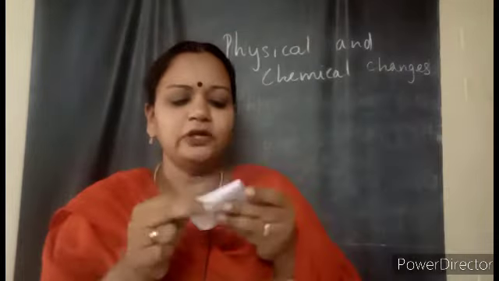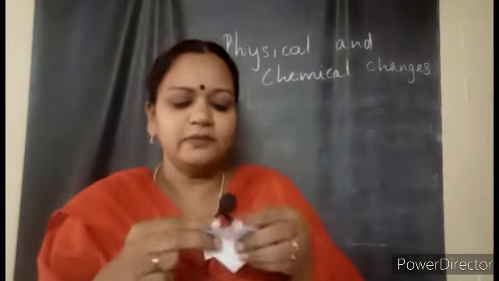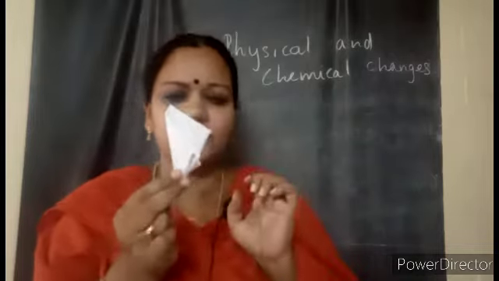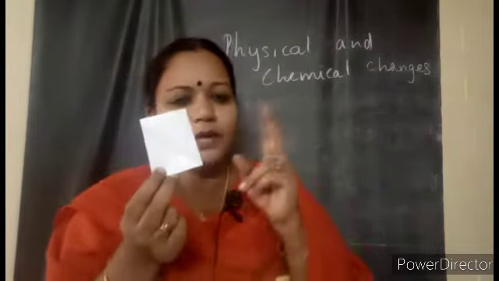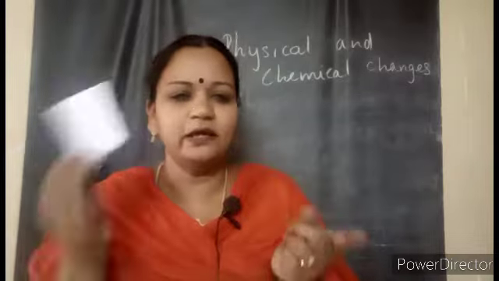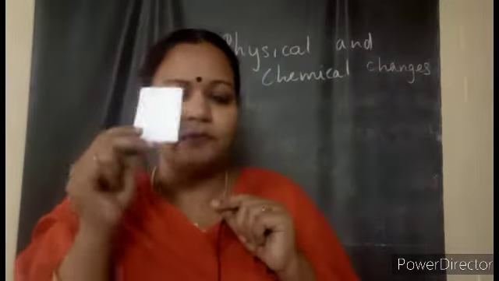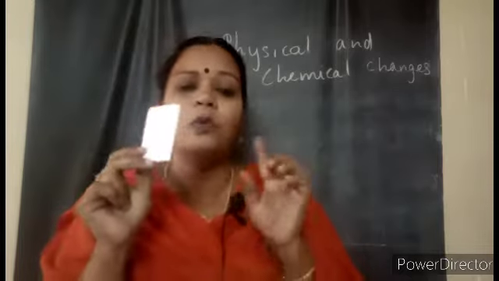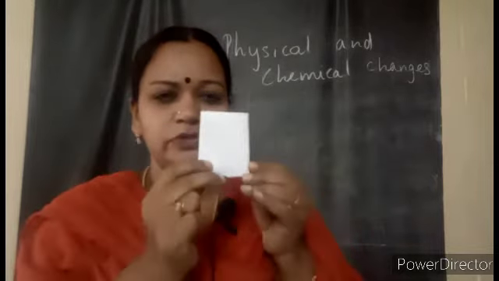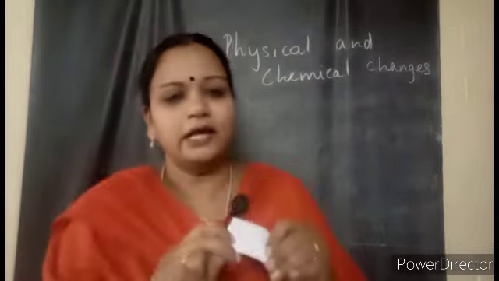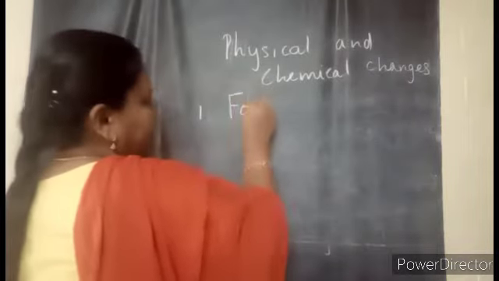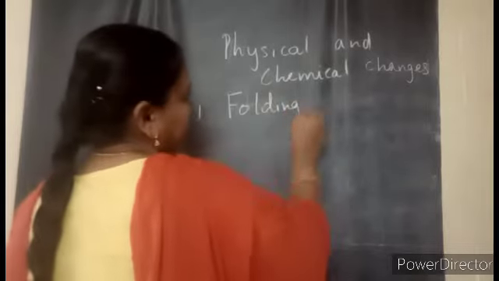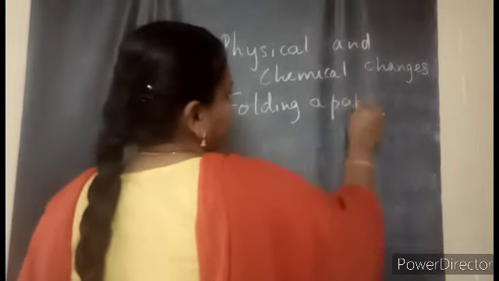I can fold it and give some other shape also. Again by unfolding I can get back the shape. By cutting also, by sticking I can get the shape. The shape can be regained. Whatever changes we give to this paper, by cutting or folding, we can get it back. So first is folding a paper. One example we are taking.